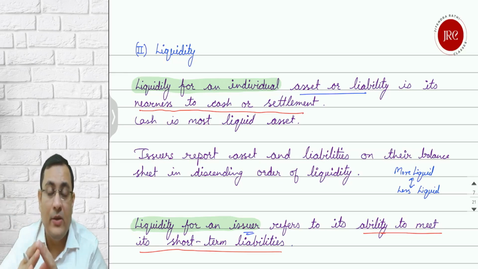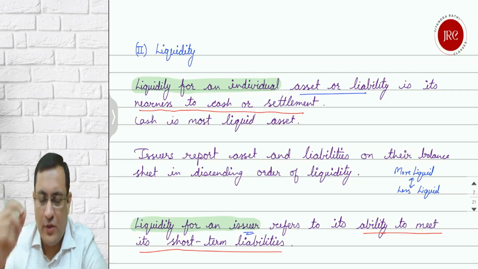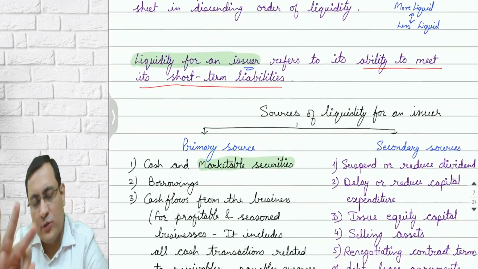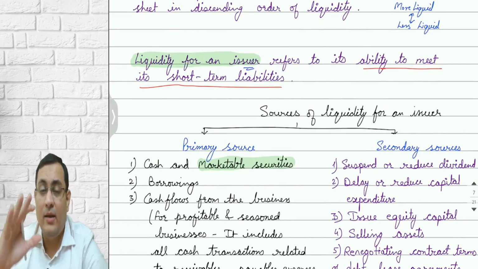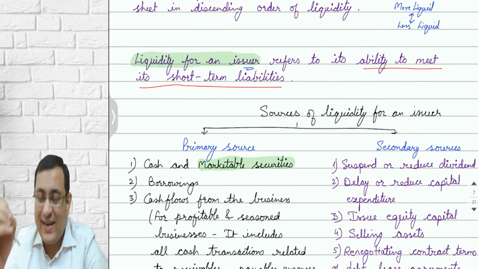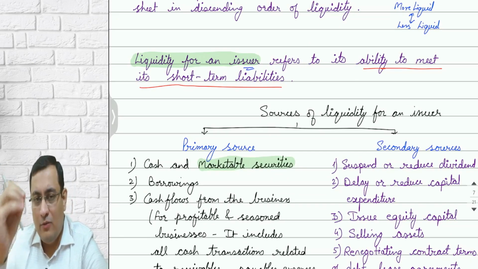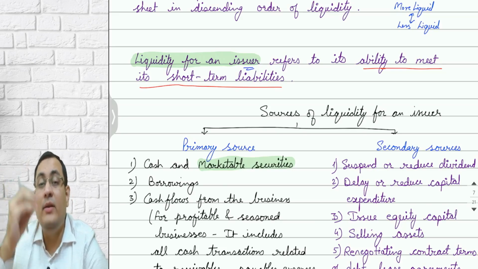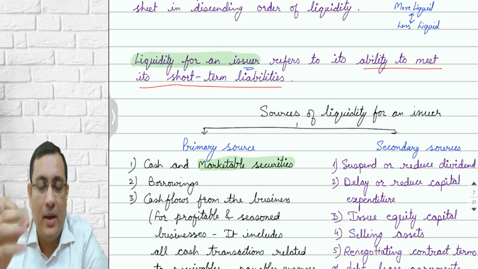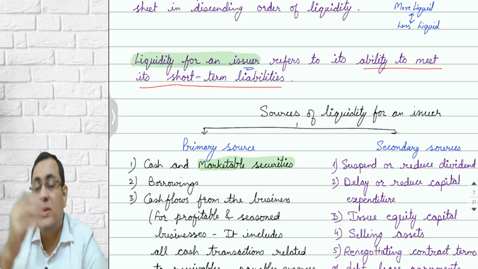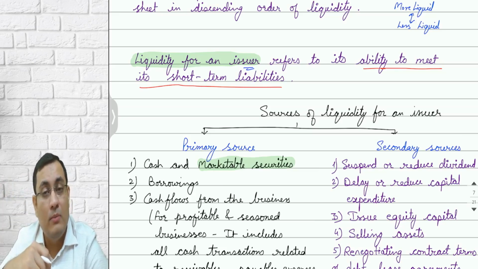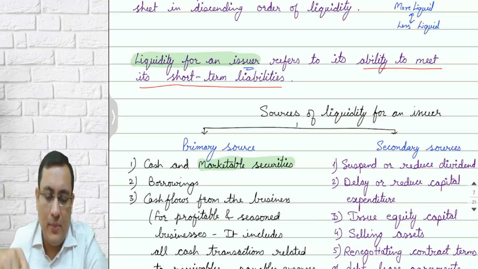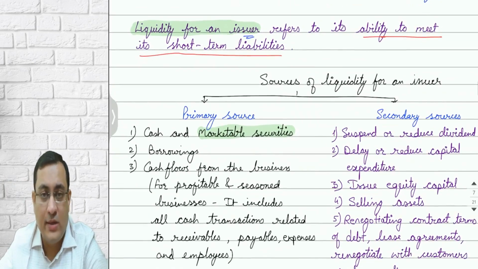What do we mean by primary source? The first source which we will always try to use. Primary source is very easy. Only three sources are categorized as primary sources. Everything remaining is secondary. If a business is using secondary sources of liquidity to pay off short-term obligations, it is generally treated as a negative signal for the market and investors. It means the primary sources are not sufficient to pay even short-term obligations, so what will happen for long-term obligations?